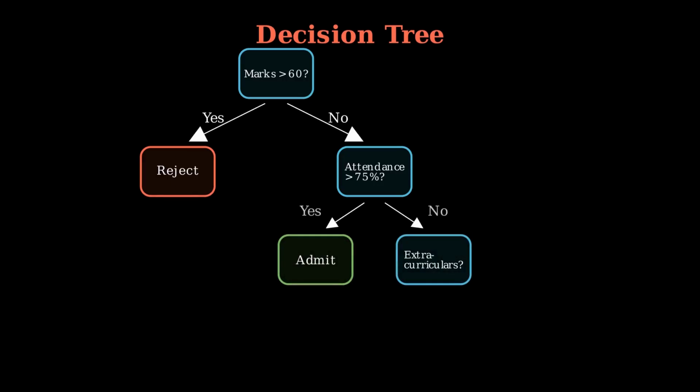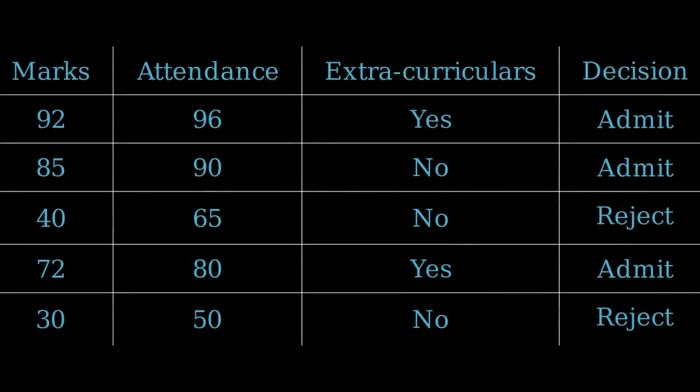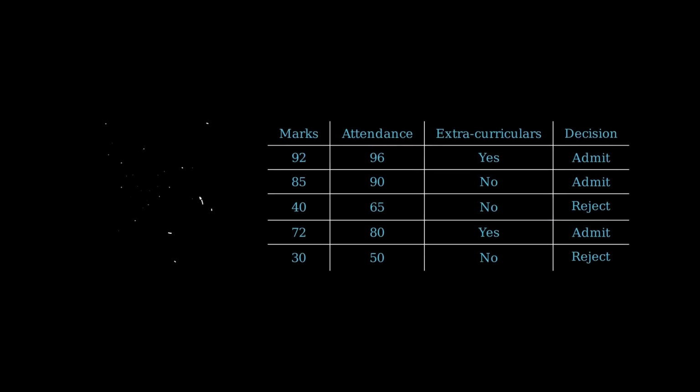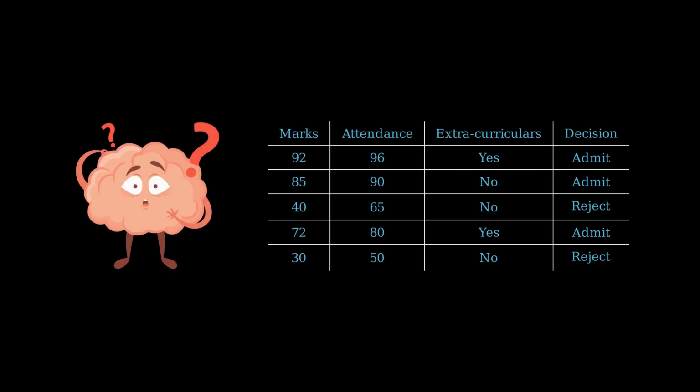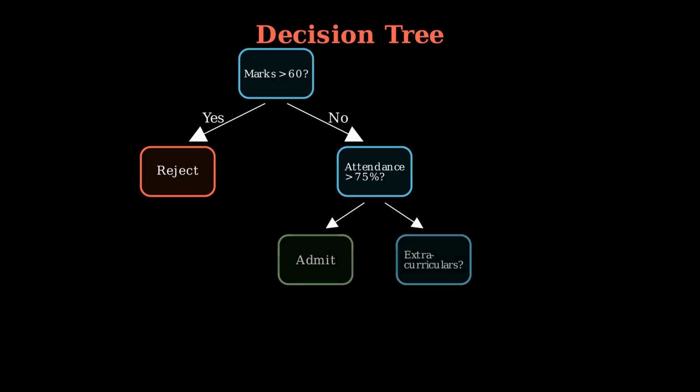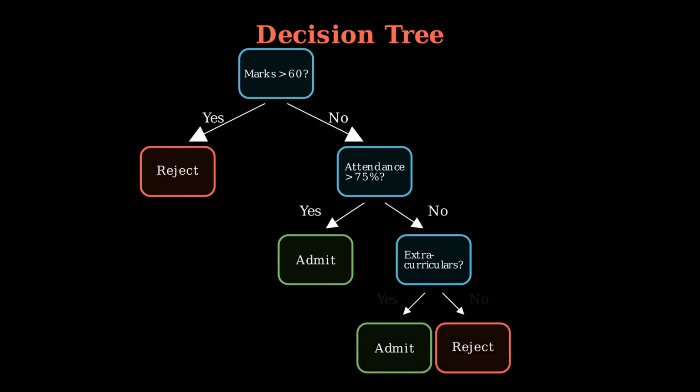Suppose we have this data. For each student, we know their marks and whether they were admitted or rejected. Our goal is to find patterns in this data and make good decisions for a new student. A decision tree is a simple yet powerful model. It asks questions based on the features like marks and splits the data step by step to make decisions.